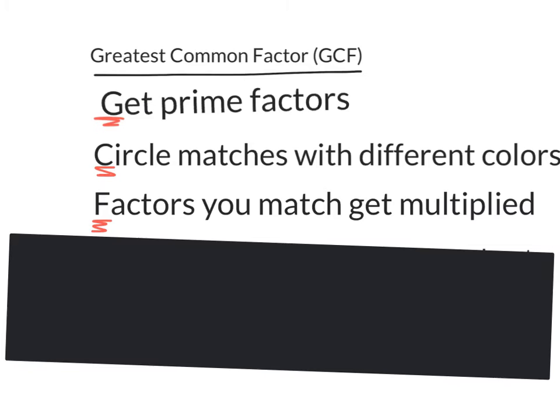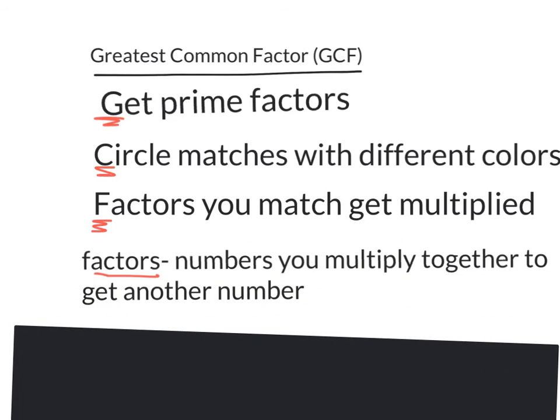The next thing they talk about, if you look at example 2, is greatest common factor. A way to help you remember this, I tried to make up a little acronym here for greatest common factor. To find greatest common factor, we can get prime factors, circle the matches with different colors, and then the factors that match get multiplied. That's one way of finding the greatest common factor. And factors, it would probably be good to know what that is. Factors are numbers you multiply together to get another number.